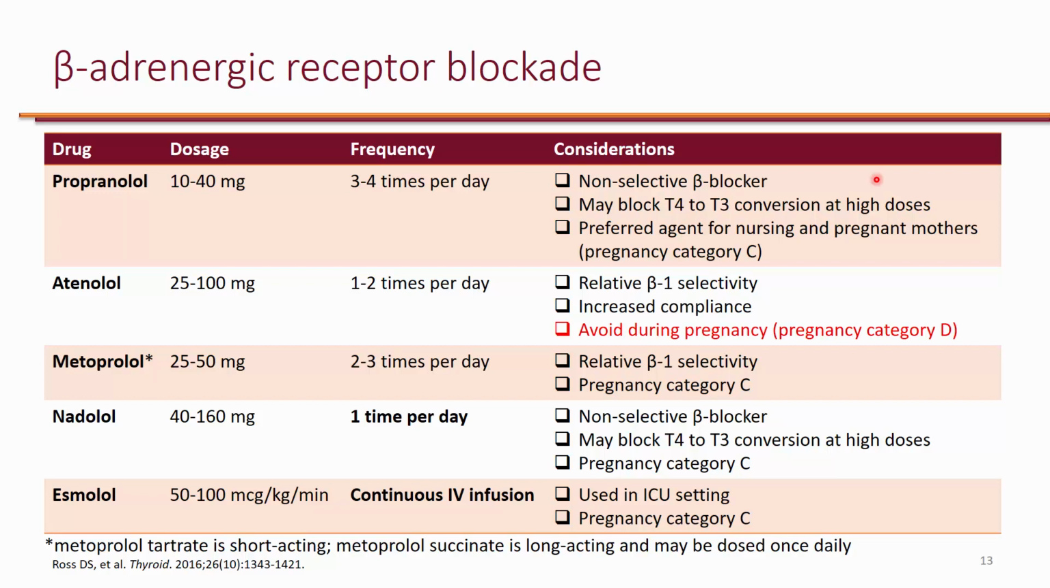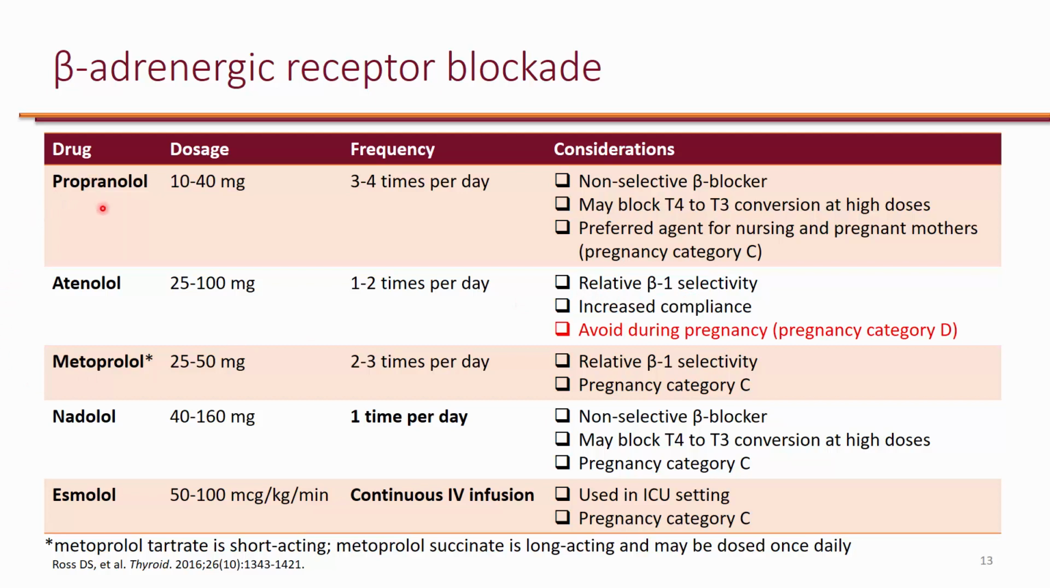So if someone has pulmonary issues, it's best to avoid this and stick to something that is beta 1 selective, because what beta 2 does in the lung is that it dilates, so it will help with breathing. So if someone has a breathing problem and you have a beta 2 blocker, it can cause problems in the lung. So anyway, if someone has a history of pulmonary disorders, it's best to avoid non-selective beta blockers and use something that's beta 1 selective.